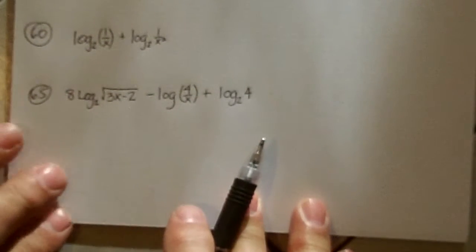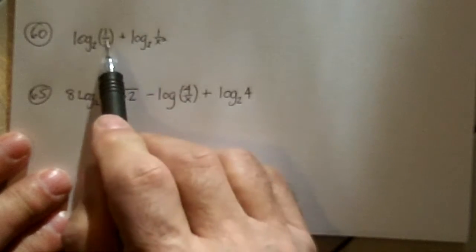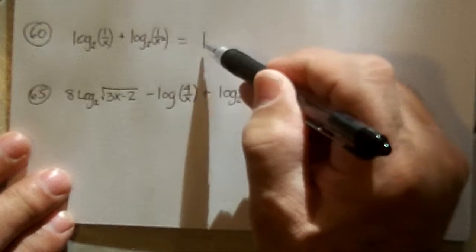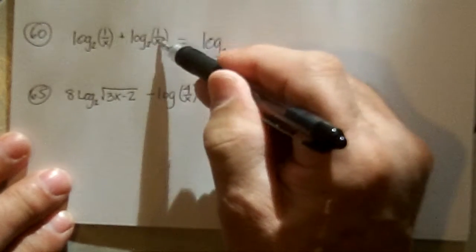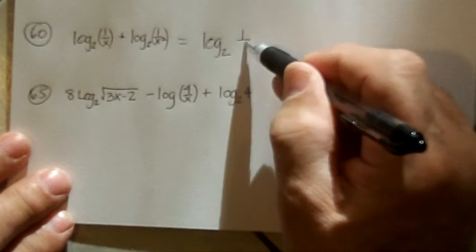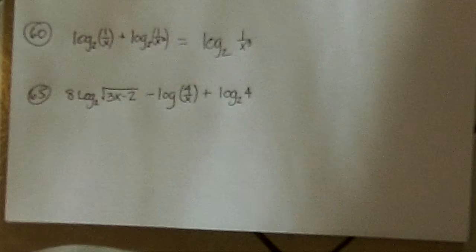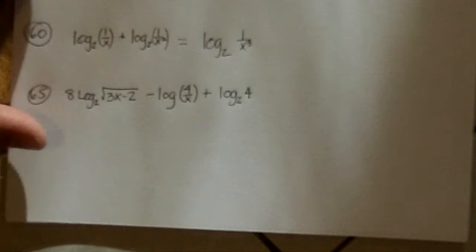Now in 60, we're supposed to put it together. So this is addition, which means we multiply what we have the logs of, so this becomes log base 2 of 1 over x times 1 over x squared, which is 1 over x to the third. Okay, so we got it down to a single log, which was what the directions were.